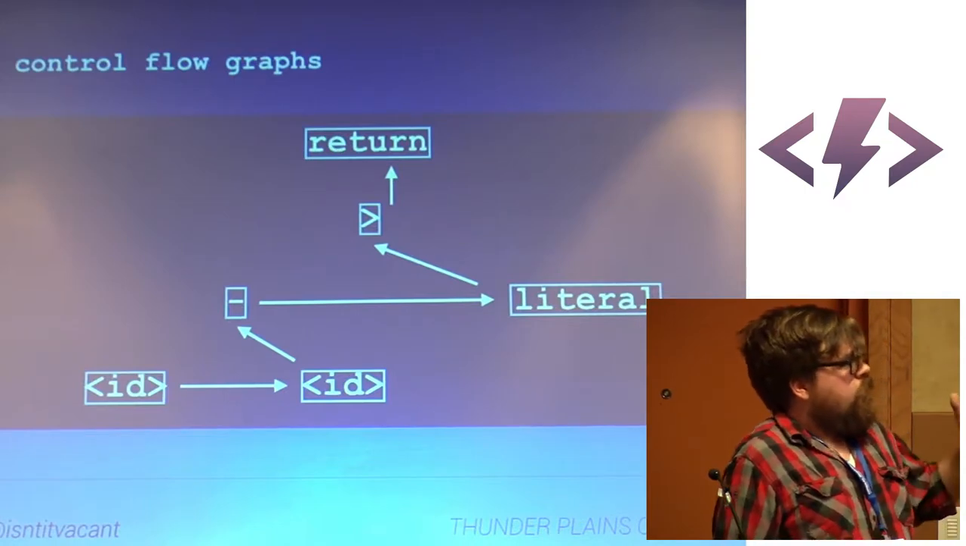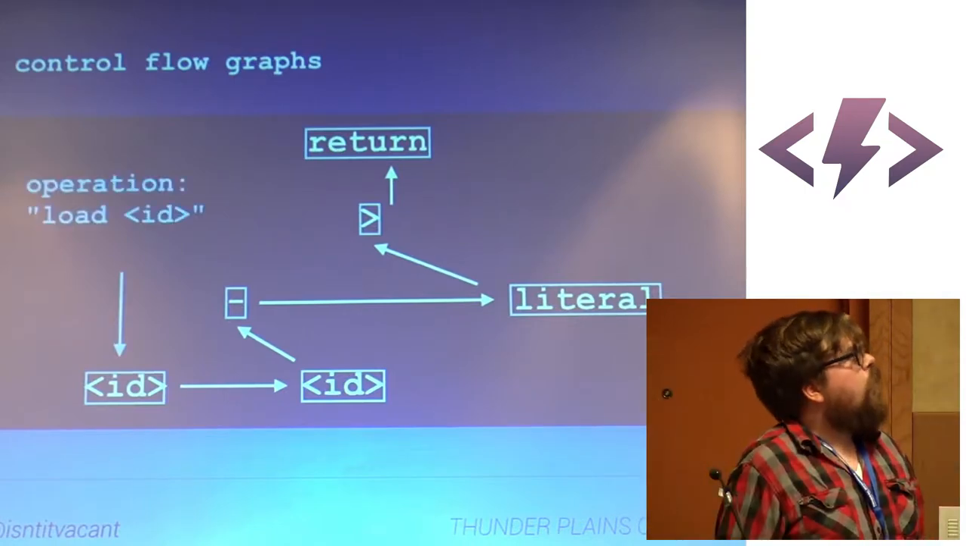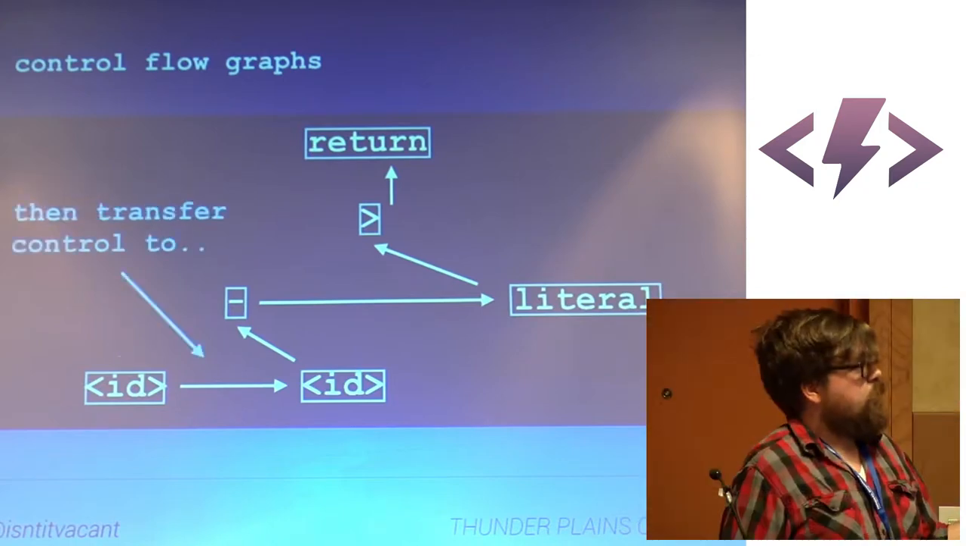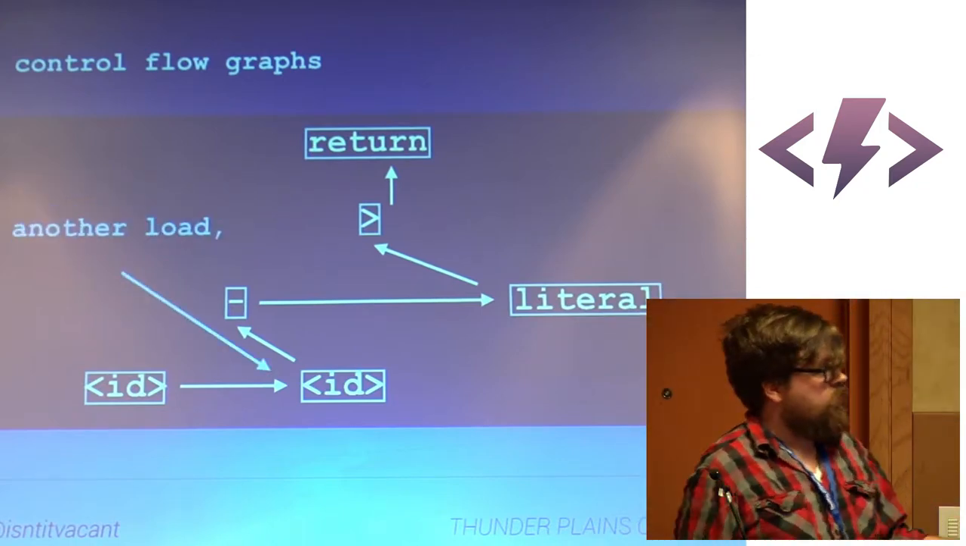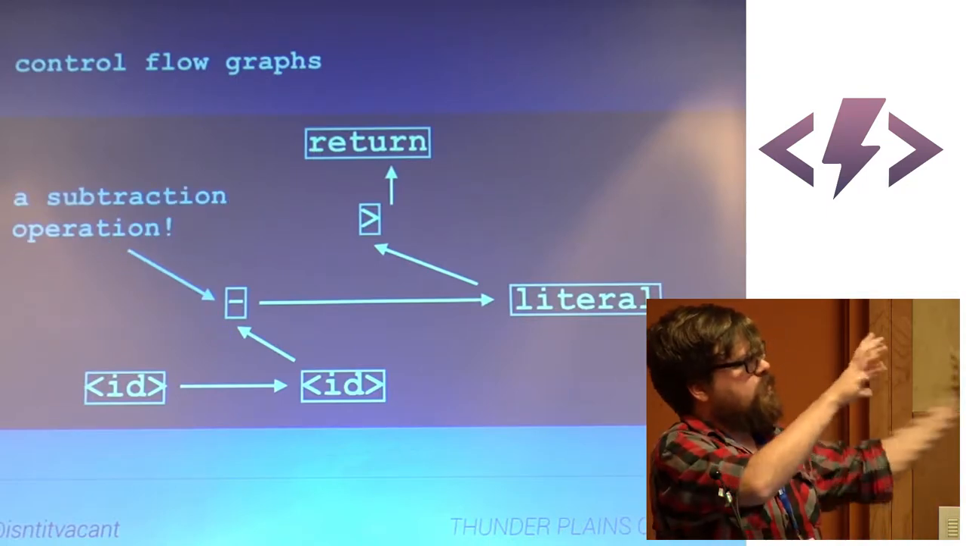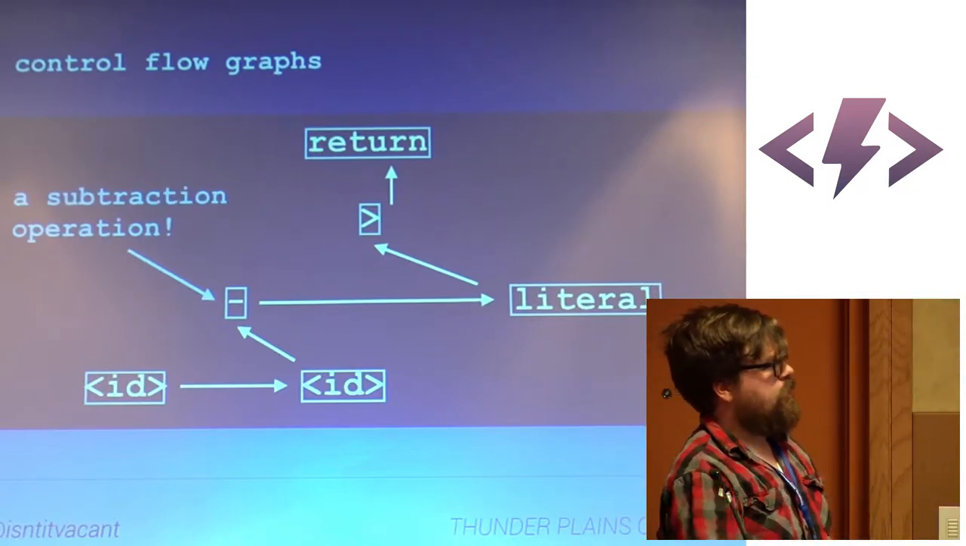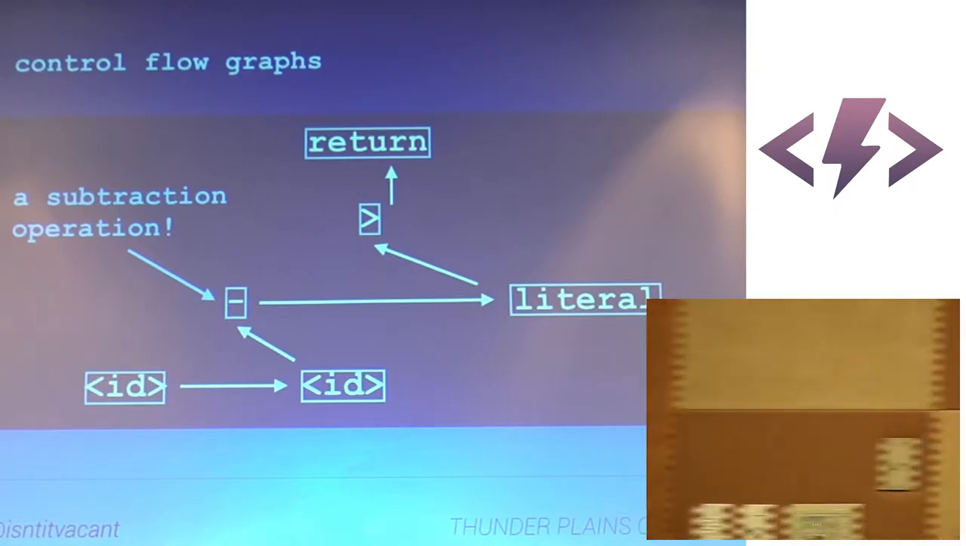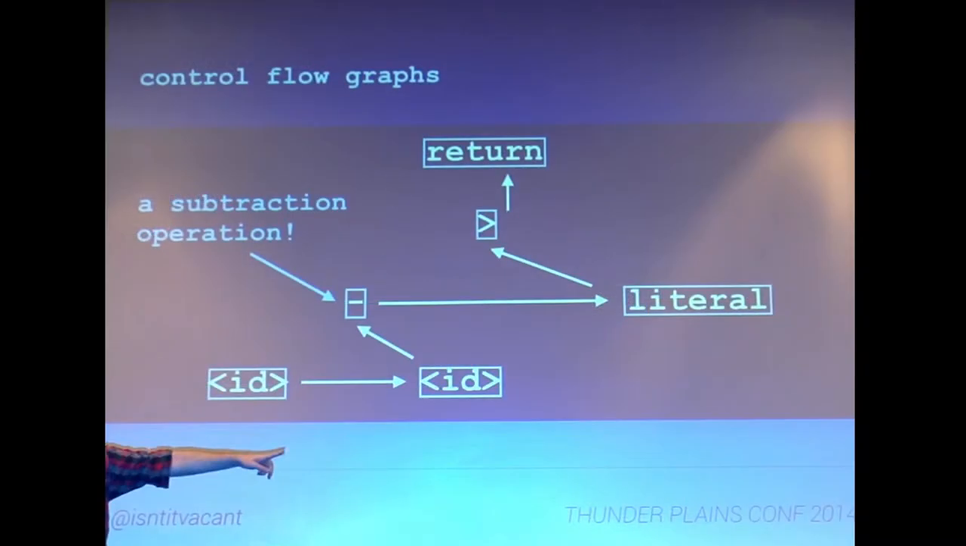You can see this operation is loading an identifier. The next operation is also loading an identifier, and we can transfer control over to a subtraction. What's interesting about this is that our nested structure is now a flat structure. It doesn't look flat right now, but it's got that zigzag. But that line is flat. It's an order of operations.